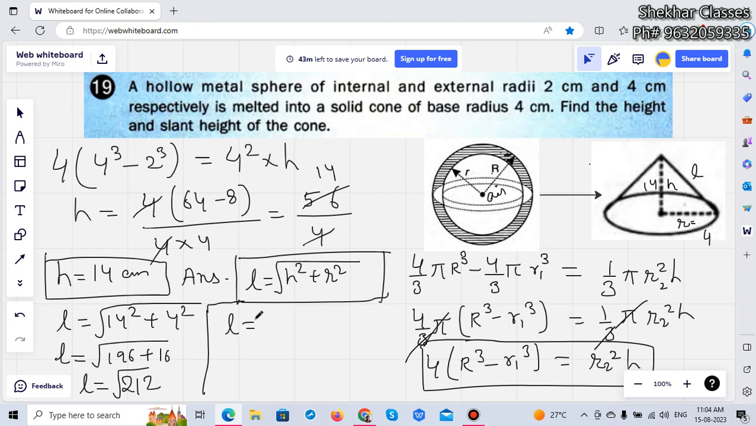So what is under root of 212? 14.56. So this is the answer for the L in it. This is the final answer. This one here, 14.56 centimeter. This is centimeter. Okay. So this is how we have to solve it.